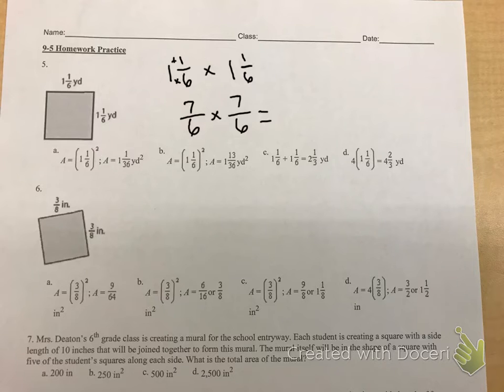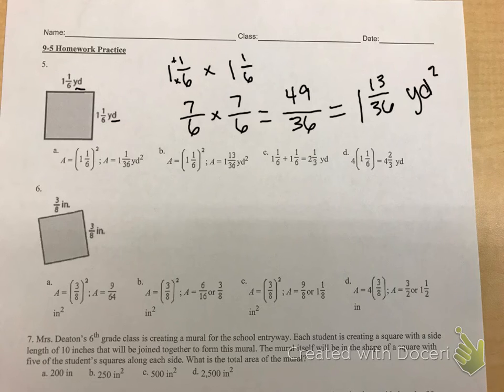So we wind up with 49/36. And to simplify that, we get 1 13/36. Since both of these are in yards, it's going to be yards to the second power, or square yards. So our correct answer would be B.